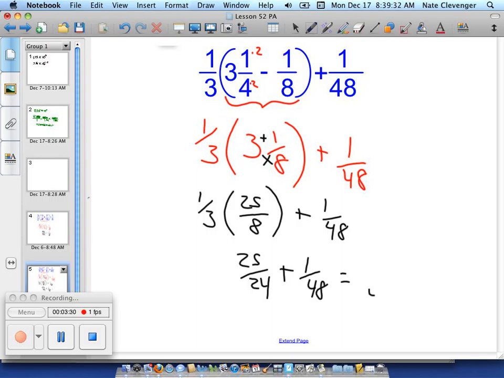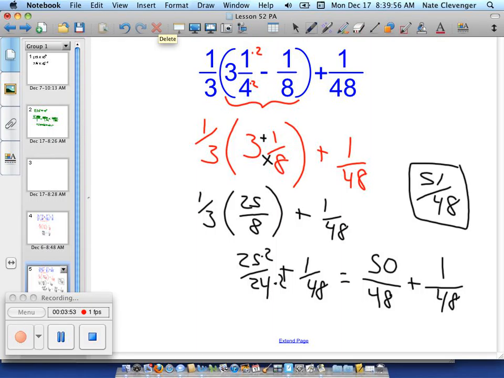48 is the common denominator, and I was trying to think of a little shortcut way to show you that, but I'm not coming up with it. All right. What do you do to 24 to make it 48? Times 2. 25 times 2 is 50. And then 50 plus 1 is 51 over 48. Can that be reduced? Yeah. 5 plus 1 is 6. That's reducible by 3. 4 plus 8 is 12. That's reducible by 3. So I can reduce each by 3 and make that 17/16.